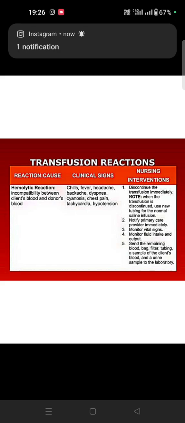So here are the causes, clinical signs and nursing interventions. Hemolytic reaction means a mismatch between the patient's blood and donor blood. Here there are chills, fever, headache, backache. Nurse responds with immediate actions: stop the transfusion, notify the primary care provider, monitor the vitals, monitor fluid intake and output, and send the remaining blood bag and filter to the lab.